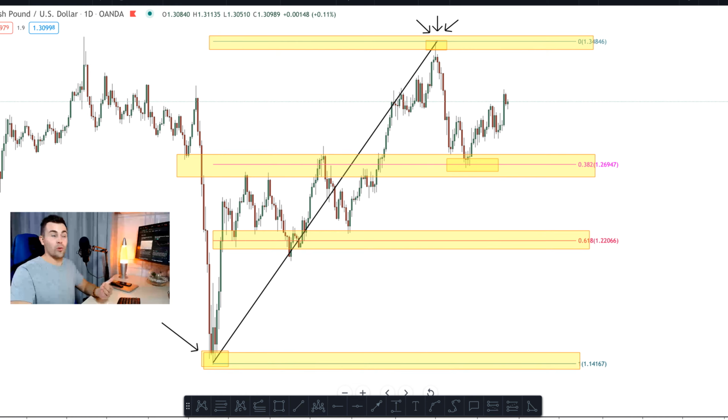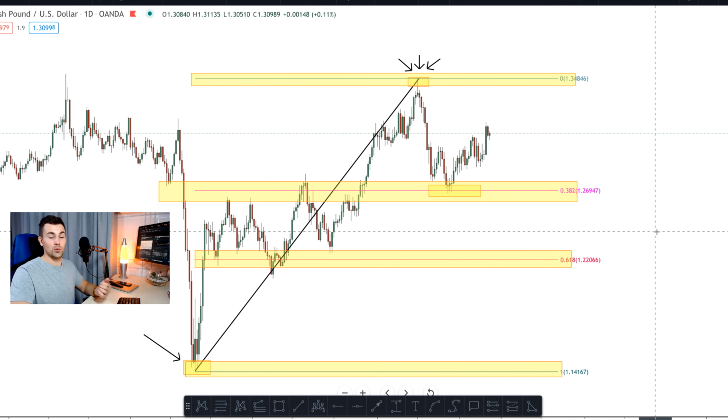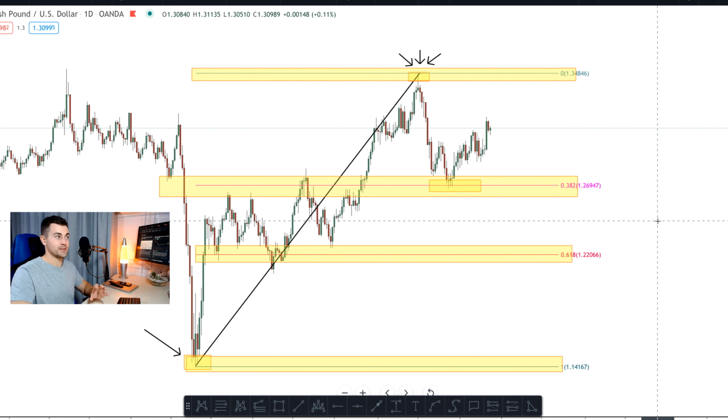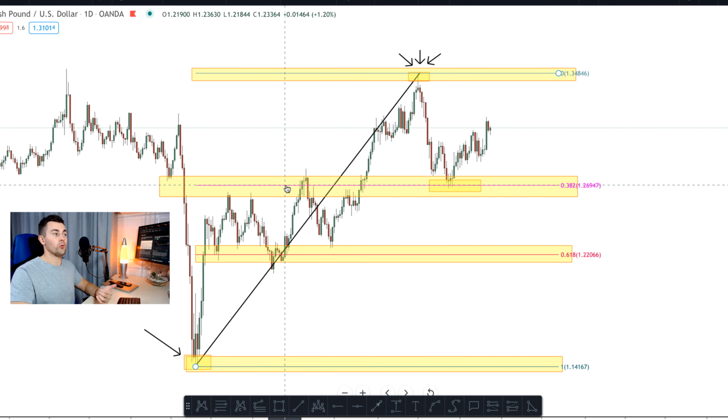So just by this simple Fib analysis, we have identified 4 major key levels. The key levels that were confirmed by the price action, and that are confirmed with the Fibs. And a very important thing for you to grasp is that we treat not the exact 382 level as the key level, but we treat the area around it.